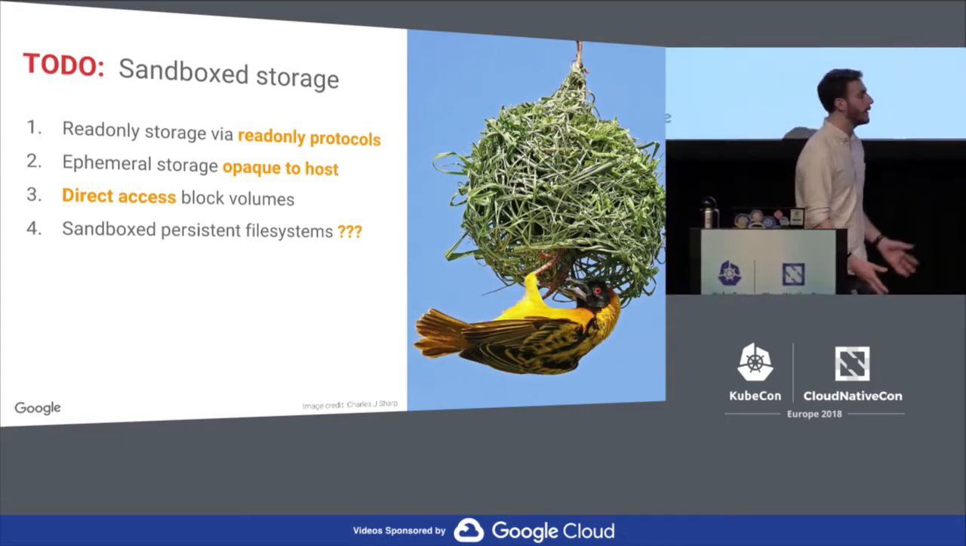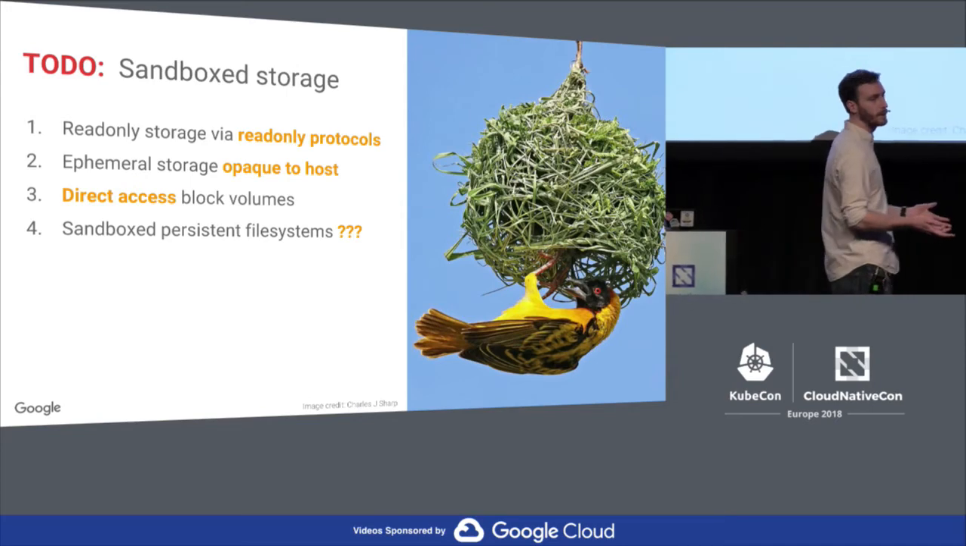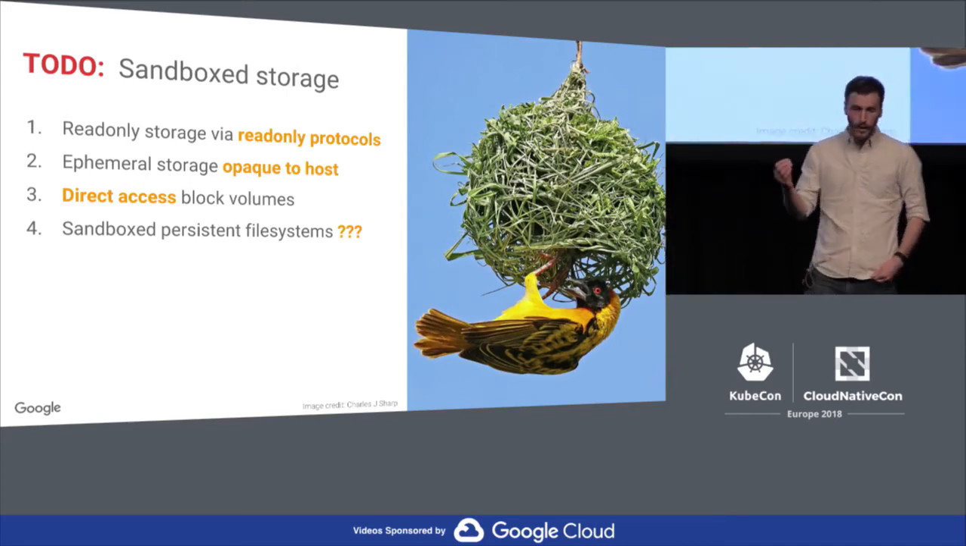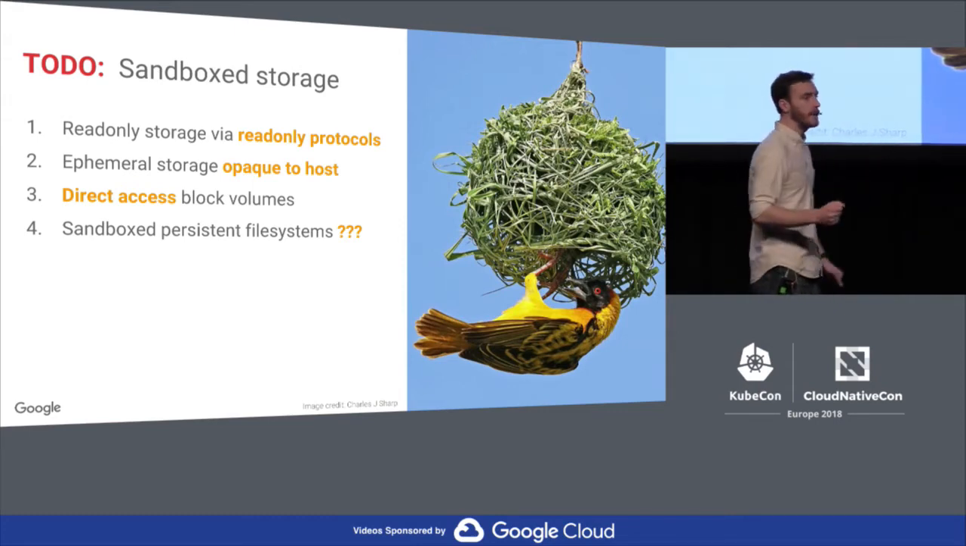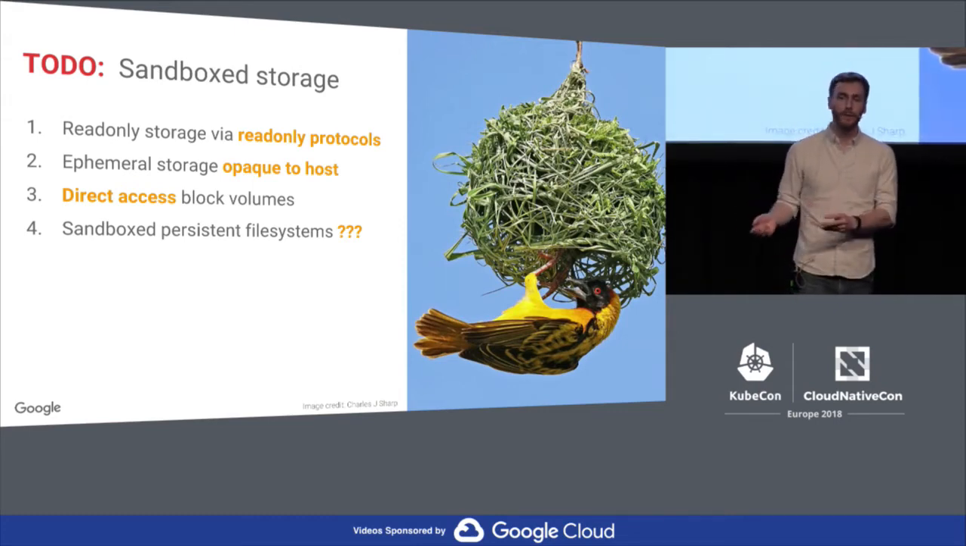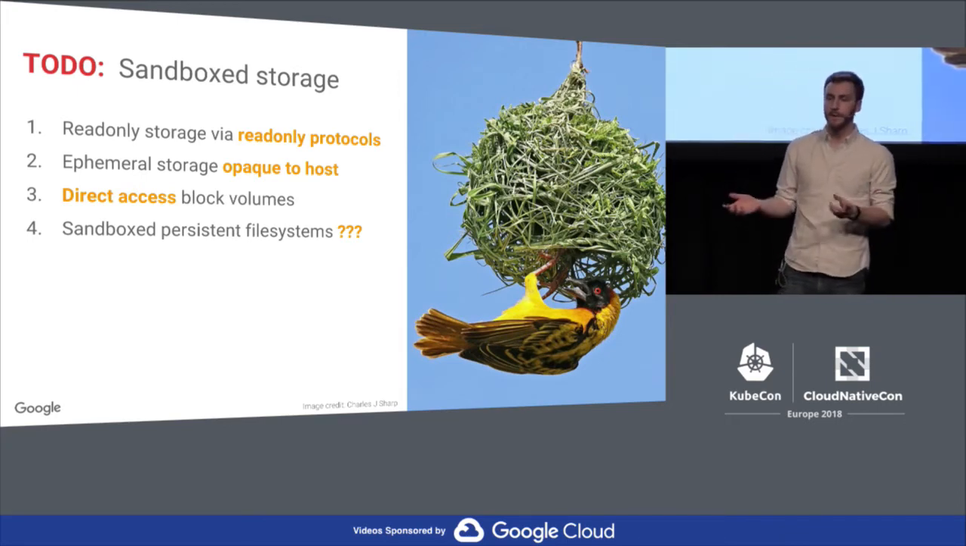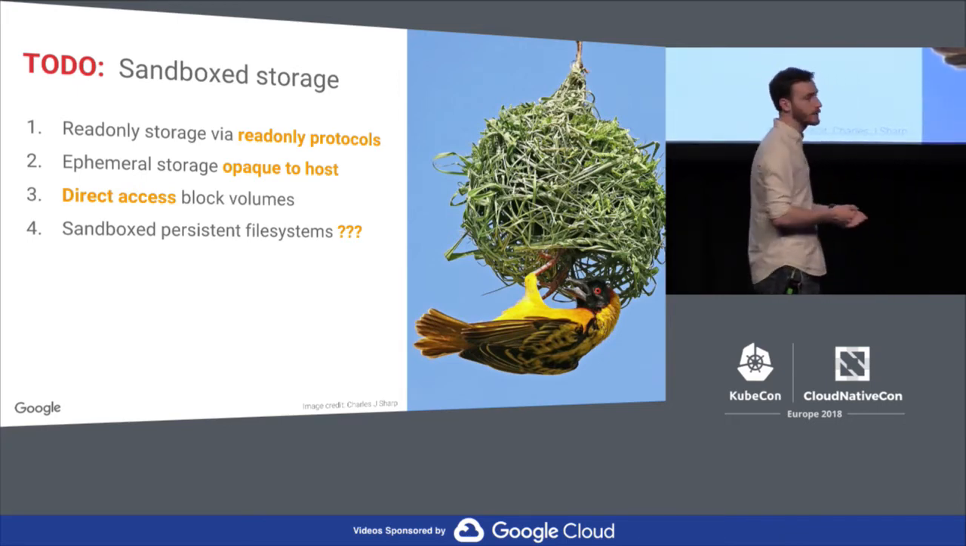In the case of ephemeral storage, so the Docker writable layer and empty dir volumes, we should treat those in a way so that they are opaque to the host. For instance, use an image file that represents the whole file system, and then the host never interacts with that data.